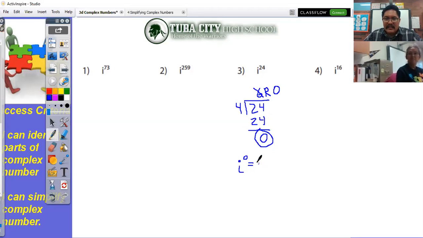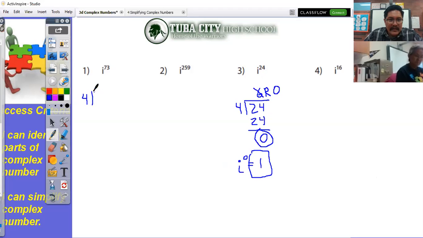In this case, I don't really need the chart because I know that any number to the 0 power is going to be 1. This is the part that I need right here. The answer is 1. Okay, now that was the easy one. Let's go ahead and do the other two before that and see what happens.